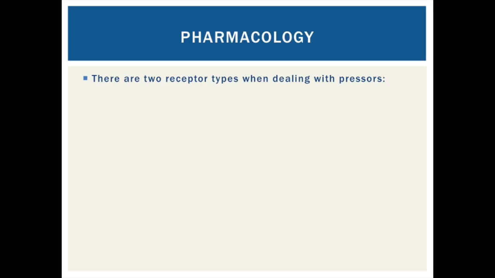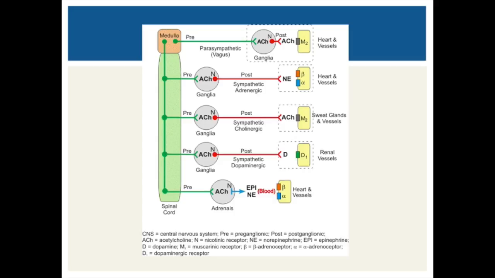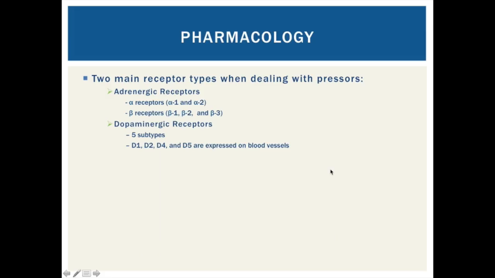Okay. So the pharmacology. There are two receptor types that we commonly think about when we're dealing with pressors. That's the adrenergic and the dopaminergic receptors. This is just a little cartoon that kind of gives you an idea on where these things lay. You can see here this stands for norepinephrine, and it's affecting the beta and alpha receptors in the heart and the blood vessels. Now we're also going to talk about dopaminergic receptors. These ones are on the renal vessels, but a little bit more about that later.